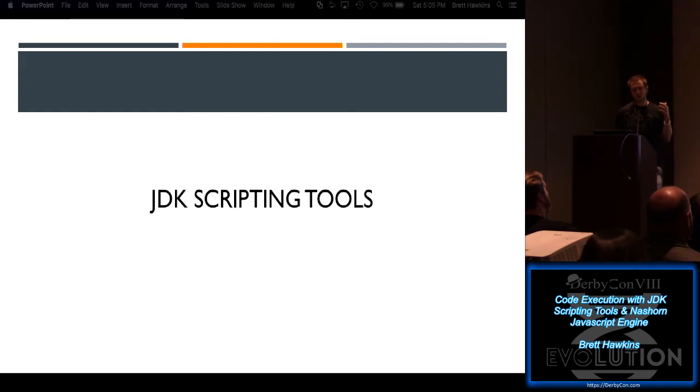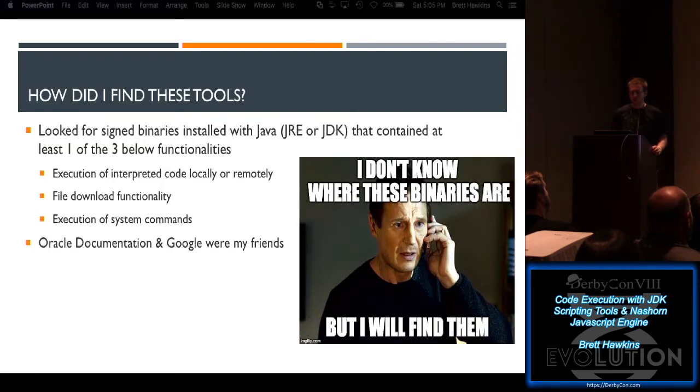So that's just a high-level overview of the Java Development Kit. Now I want to talk about some of the tools that I found that are installed with it. So first off, how did I find these tools? I looked for signed binaries installed with Java, the JRE and the JDK, that contained at least one of 3 criteria. I wanted something that could execute system commands, something that I could use as a file downloader, and something that could execute interpreted code locally or remotely.